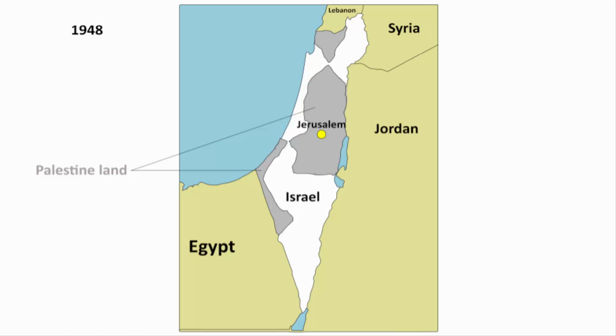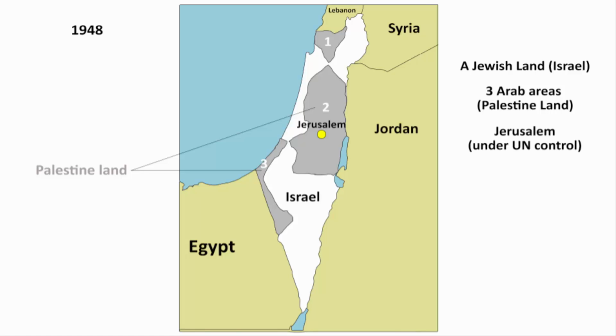Plus, if you look at the map, you will realize that the partitioning of British Palestine was done in such a way that in 1948, if a Palestinian had to travel from West Bank to Gaza Strip or from West Bank to Acre, they had to obtain an Israeli permit. And that made the Arabs angry. So overall, the United Nations partitioned Palestine into an area of Jewish land, 3 Arab areas, and Jerusalem under international control.